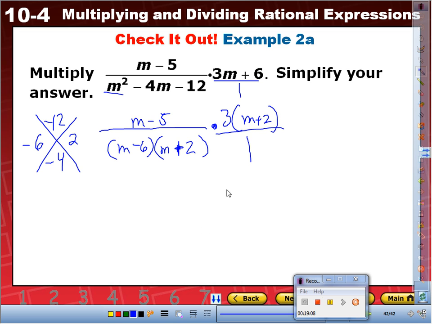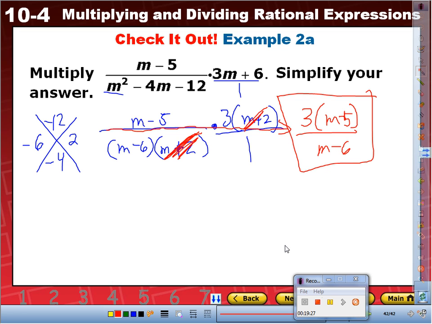Can I simplify this anymore? No. I put these two together because I'm multiplying. Giant 1 is right here, m plus 2. What do we have left? 3 times m minus 5 over m minus 6. Okay, let's move on to the next one. Here we go.